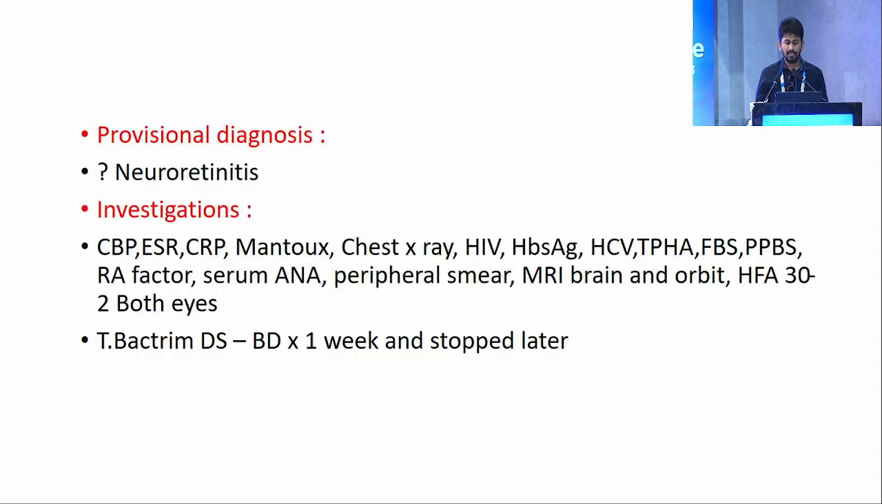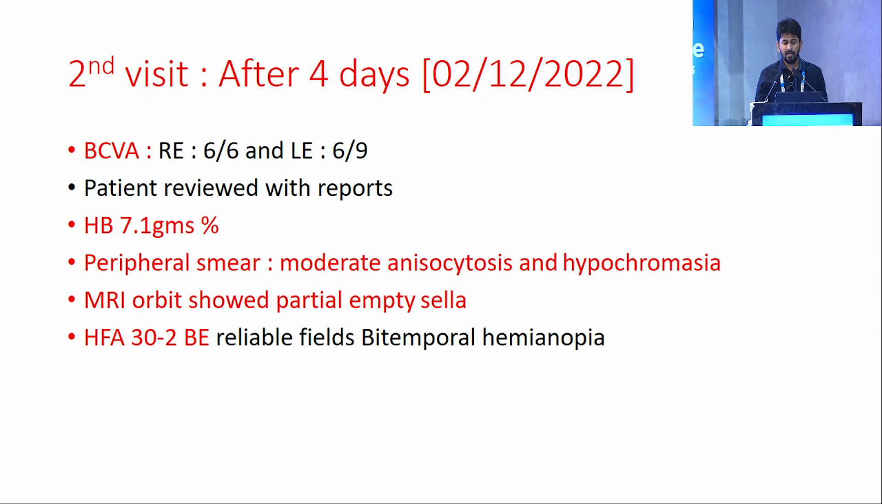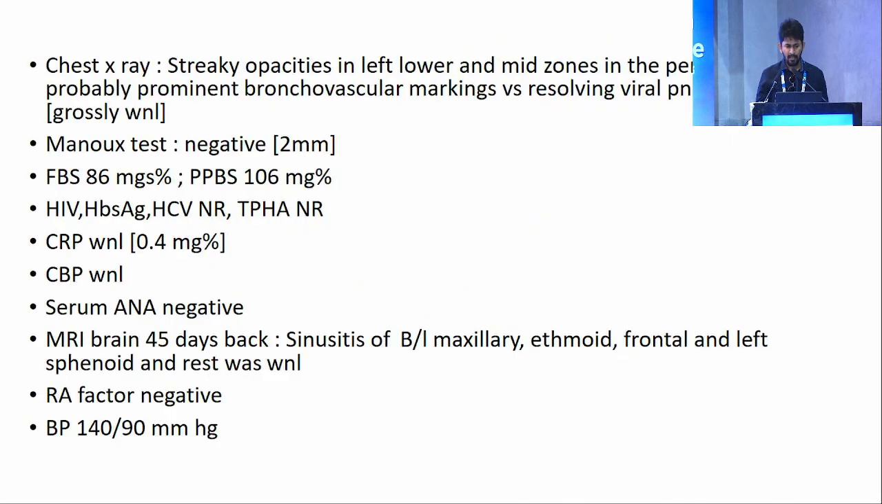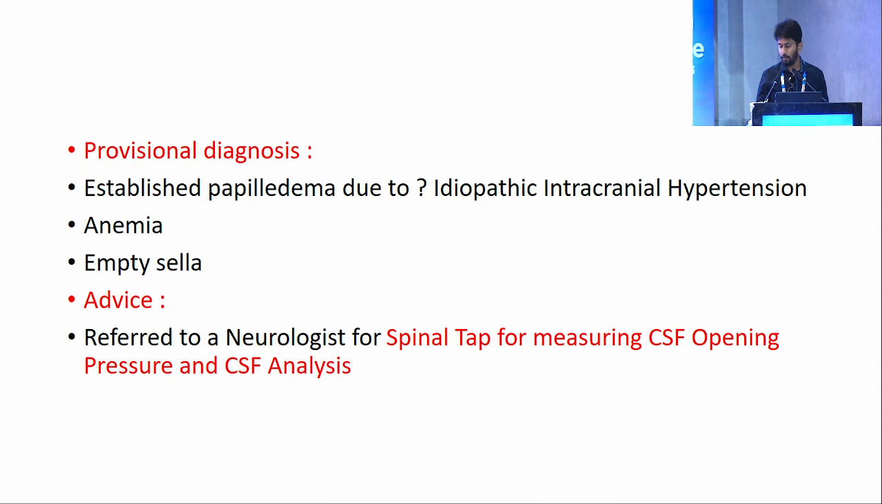I made a provisional diagnosis of query neuroretinitis, advised the relevant investigations, and started tab Bactrim DS BD for 1 week, and stopped later. Four days later, she presented with the investigation reports. Hemoglobin was 7.1 grams and smear showed moderate anisocytosis along with hypochromasia, MRI showed empty sella, and visual field showed bitemporal hemianopic field defects in both eyes. The rest of the investigations turned out to be normal.